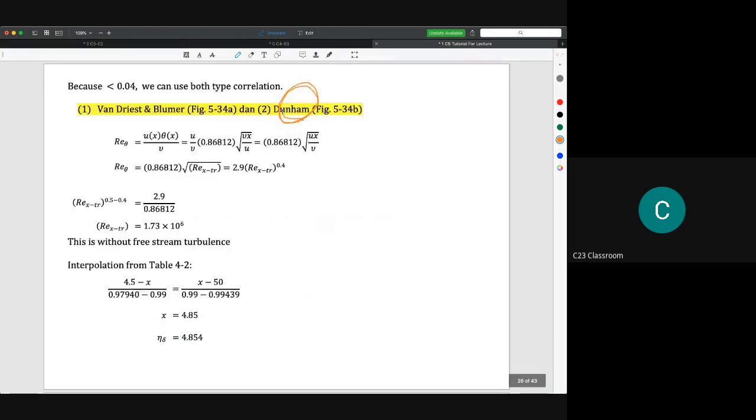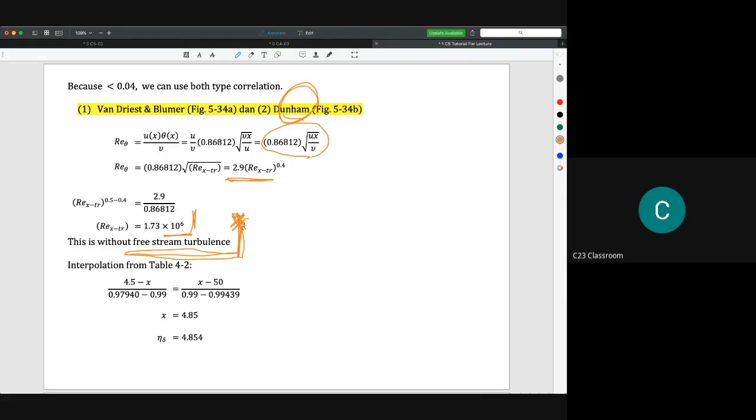Okay, so this is just the preparation, I think. We have the Reynolds theta here, so u theta over nu. We substitute all the values we have, so we have the value of theta here, and then we got this one. Then we use the Michel correlation, and we could get the Reynolds transition is 1.73 times 10 to the power of 6. This is the calculation without the free stream turbulence, so this is our benchmark here.